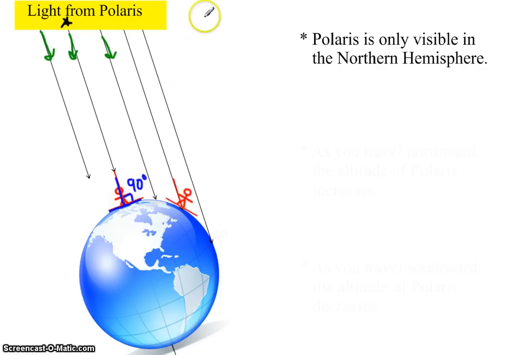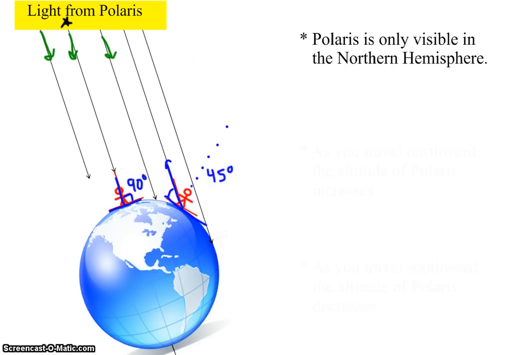If you were to travel a little bit to the south, let's say you were located over here, well, now we can see that here's the horizon, here's the surface of the Earth. If you want to see Polaris, you're not going to look straight up over your head. You're going to look this way. And so there's a much smaller angle. Maybe that's around 45 degrees. So maybe your latitude is 45 degrees north.